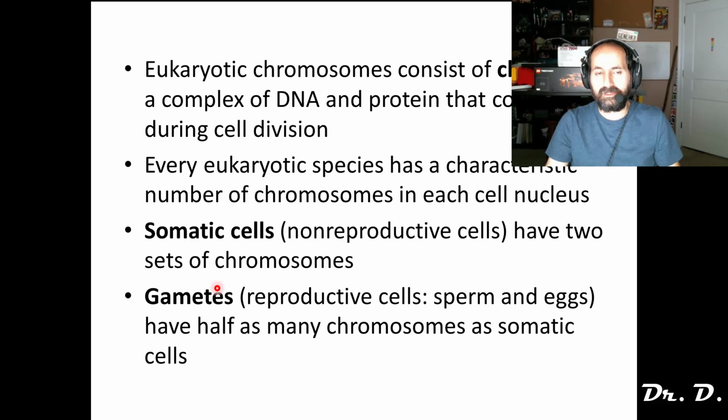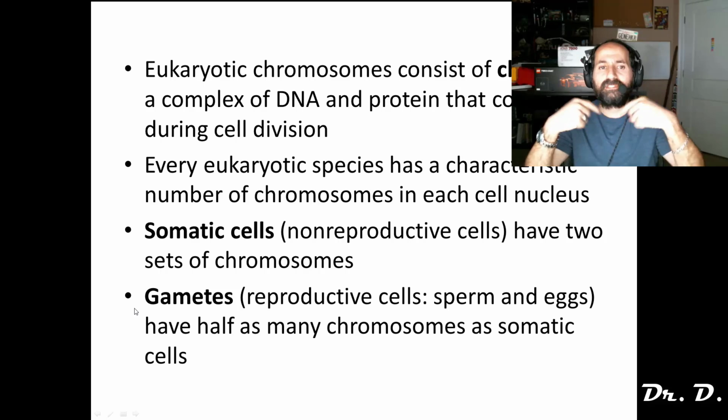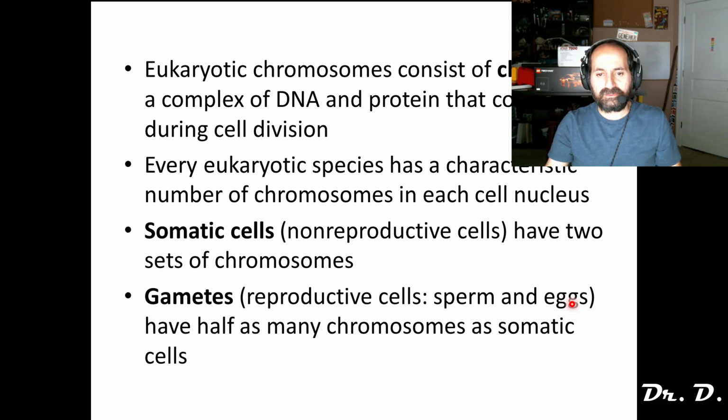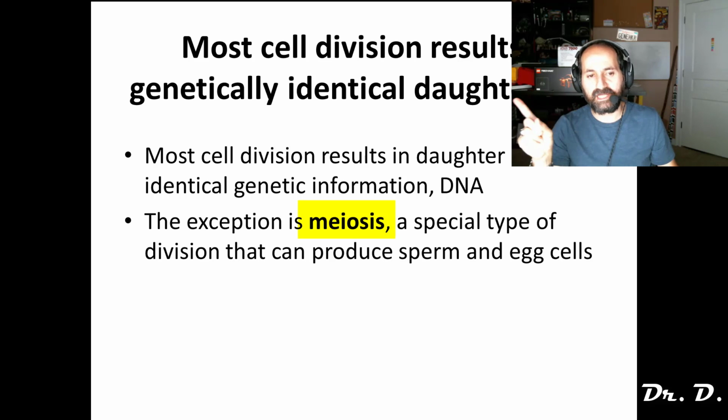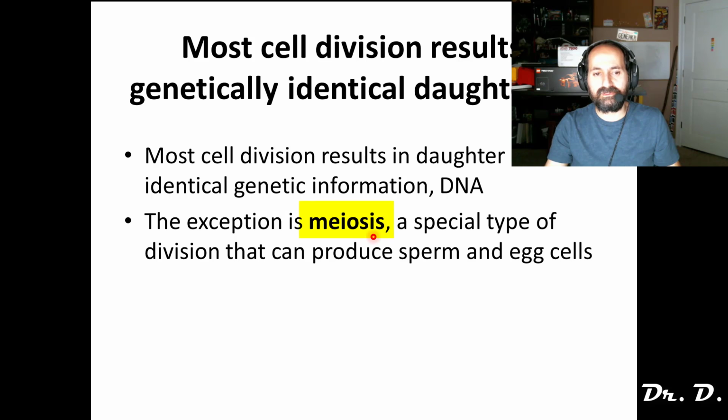So why do I point that out? Well, because the gametes are the sperm cells and the egg cells in your body. And the cell division that results in the sperm and the eggs is called meiosis, and that we're going to cover in Chapter 11, not this chapter. This is Chapter 10. So just keep in mind that for the next chapter, we are going to be discussing meiosis, and that is a special type of cell division that can produce the sperm and the egg cells.